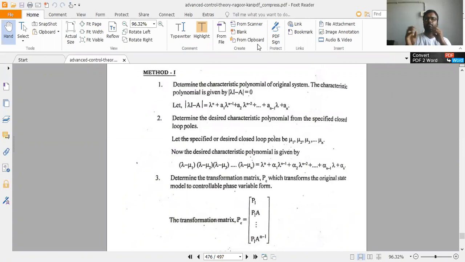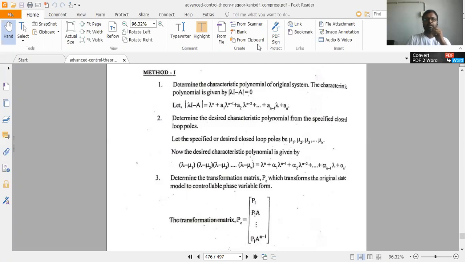So many problems are based upon the determination of the state feedback gain matrix capital K. It is very, very easy. So try to concentrate on these three methods. The first method: I am going to discuss the steps which are used for the calculation of the state feedback gain matrix. Now let us discuss the first method.